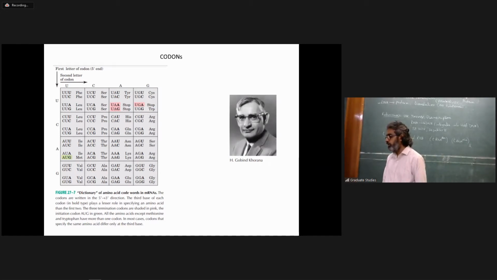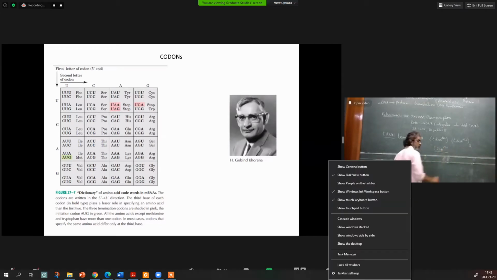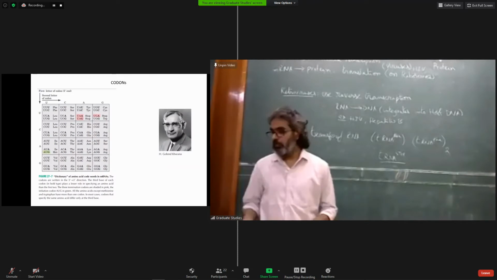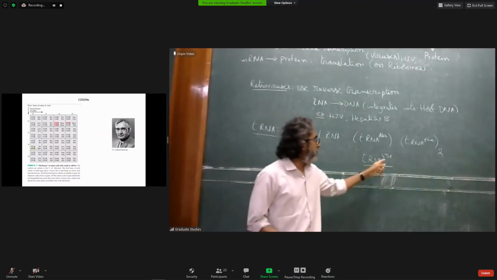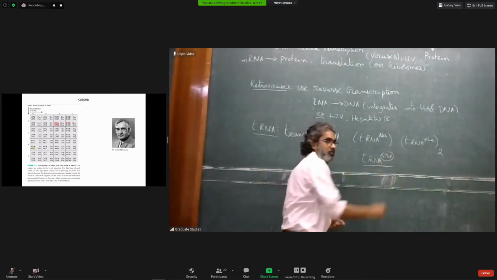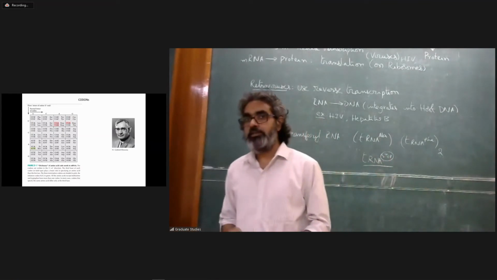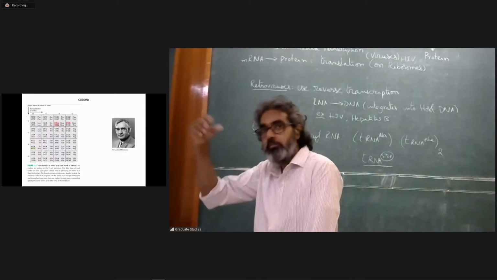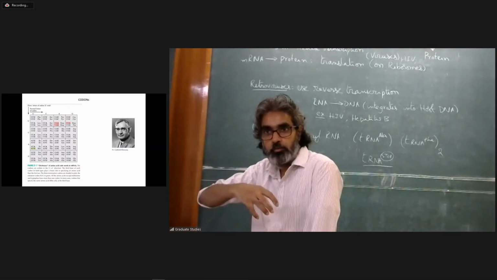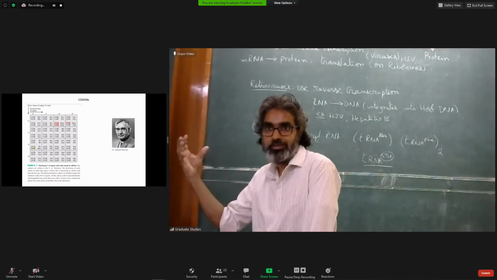So again, you have tRNAs, tRNAs for stop as well. These tRNAs detect this codon and do not carry any amino acid, so there is nothing to add to the growing polypeptide chain. So basically protein synthesis stops.